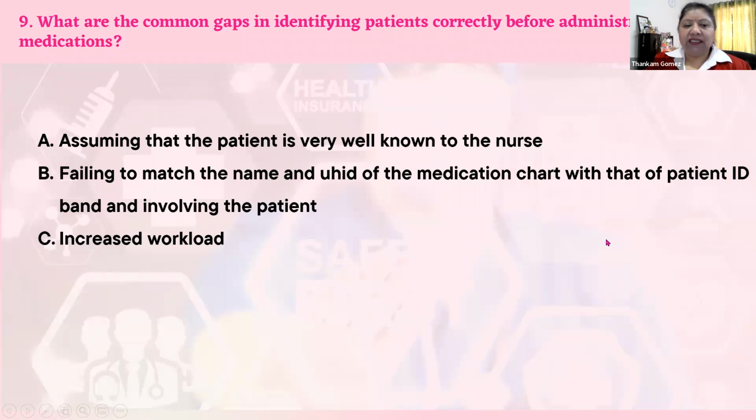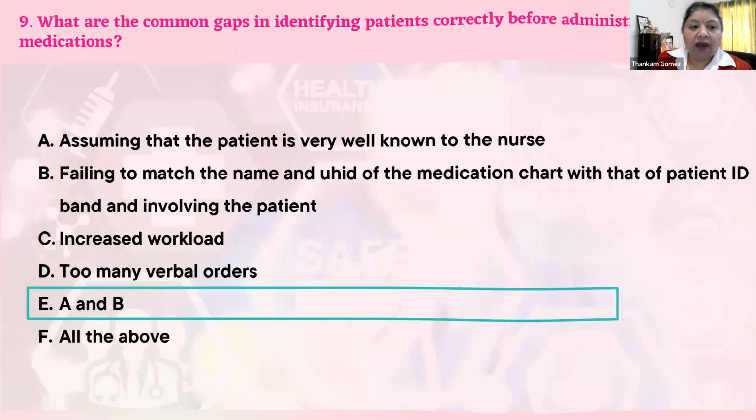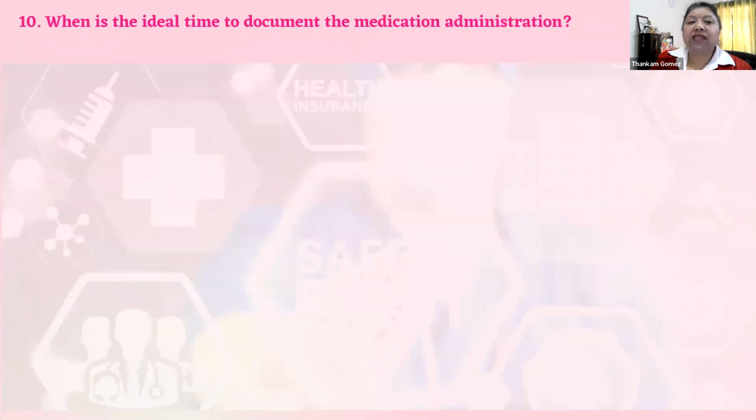So we were just discussing that, from the individual nurse's point of view, assuming that the patient is very well known to the nurse, or failing to match the name and UHID of the medication chart with that of the patient ID band, and involving the patient, are the common reasons for medication errors. Let's see now, when is the ideal time to document the medication administration? Another reason for errors that can happen.